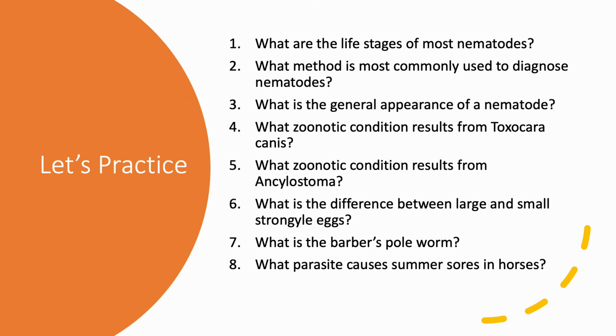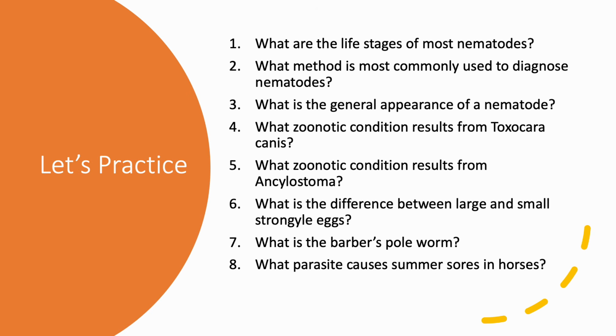Okay, so before we go on to cestodes, I want to just practice what we learned. So number one, what are the common life stages of most nematodes? So in your mind, you should be thinking, oh, right, eggs that embryonate and maybe 4 larval stages with L3 being infective and sexually mature adults. That's kind of a typical cycle for them.